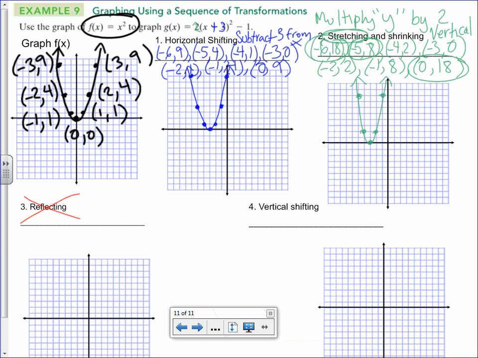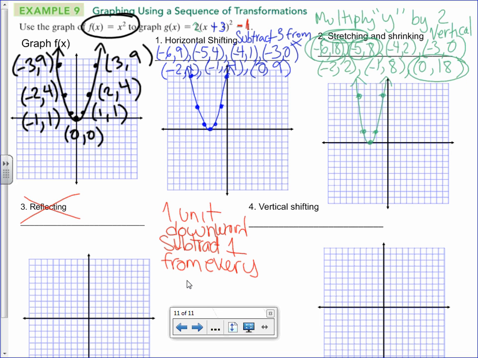Great. The last thing we have is the vertical shifting, and that one will be given by the constant here, the negative 1. So that tells me that the graph will be shifted 1 unit down or downward. So what we need to do is subtract 1 from every y value.